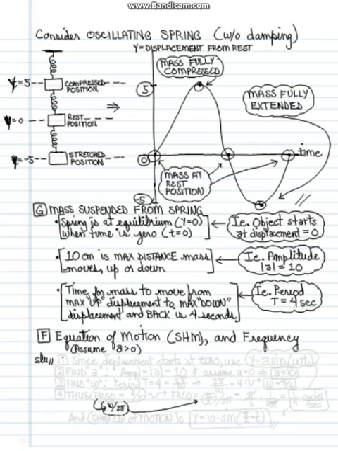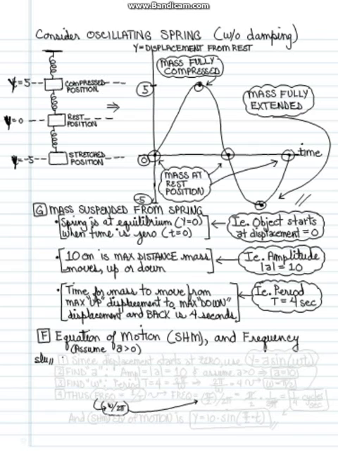In the first position, y is equal to 5. In the second position, y is equal to 0. And in the third position, y is equal to -5. Now we call y the displacement from the rest position. The rest position is at y equals 0.